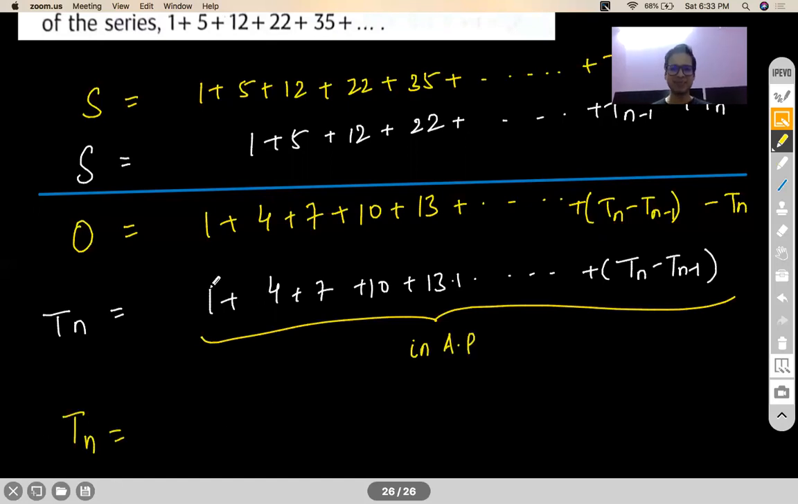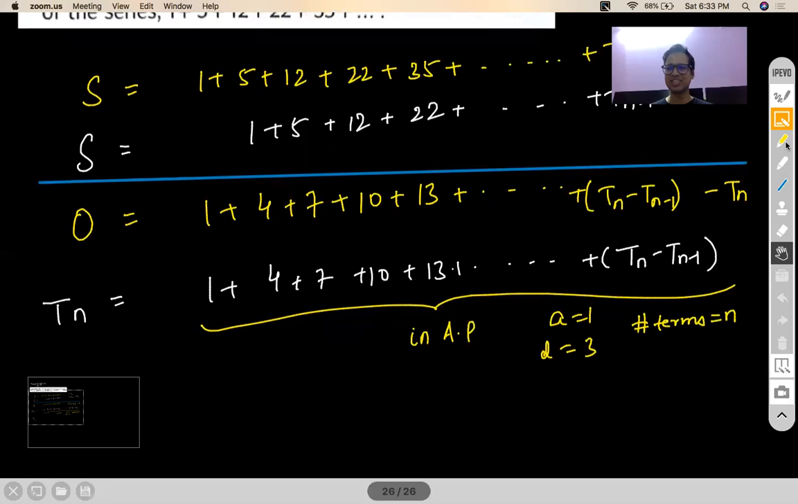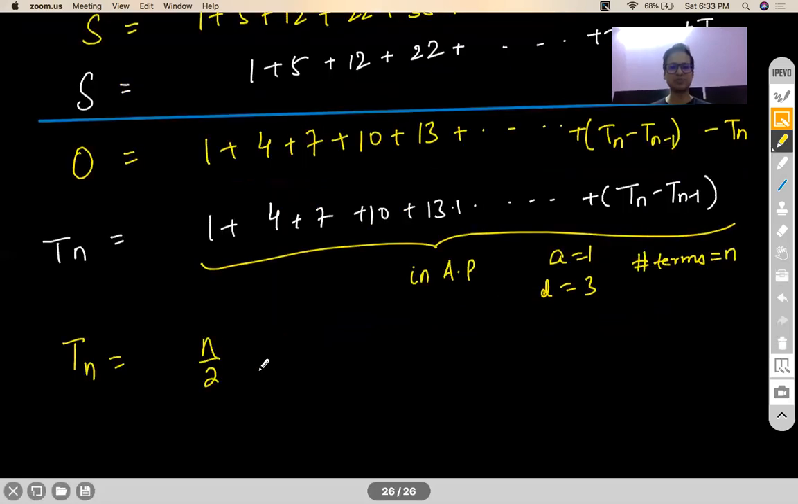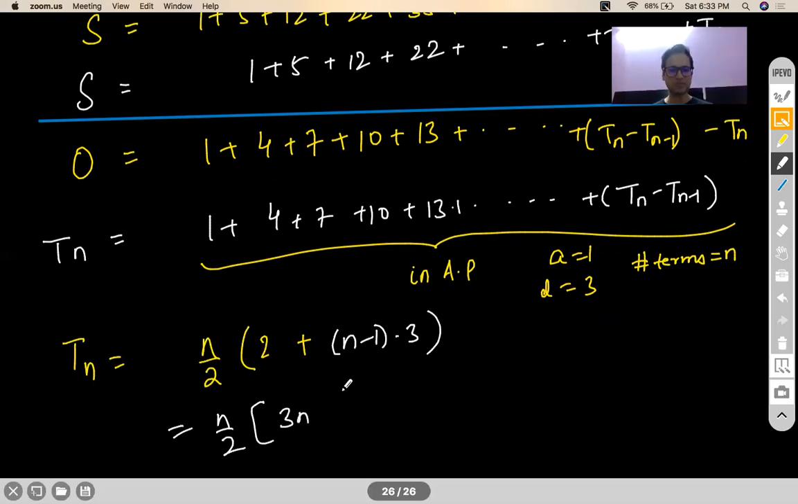So remember the arithmetic progression, here the first term is 1, common difference is 3, and the number of terms here is n. Correct? So let's use our formula, n by 2 into 2a, 2a means 2 into 1 by the way, plus n minus 1 into d. So if you simplify this, it will become 3n minus 1. So this is your nth term.